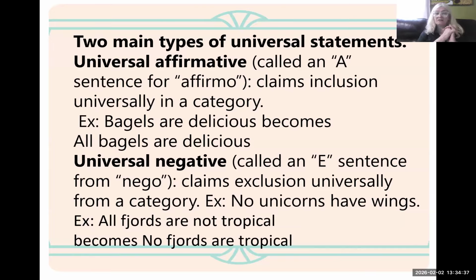For universal negations, also called E sentences, these claim exclusion universally from a category. So for example, no unicorns have wings. Or another version would be all fjords are not tropical, which when we standardize that becomes no fjords are tropicals. So our standardized universal affirmative is an all sentence. Our standardized universal negative is a no sentence. And we use the letter E for the term nego, and both affirmo and nego are from medieval terms that we still use today.